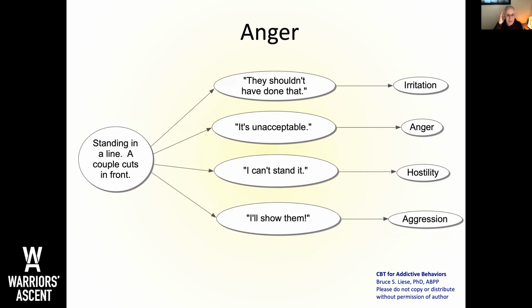And anger. Anger is a big one. People who are angry generally have rules, and when people don't follow those rules, they allow themselves to get very upset by having very negative thoughts like, they shouldn't have done that. It's unacceptable. I can't stand it. I'll show them. And that can lead to feelings like irritation and anger and hostility and aggression. So the point here is that in cognitive behavioral therapy, there are some basic assumptions.